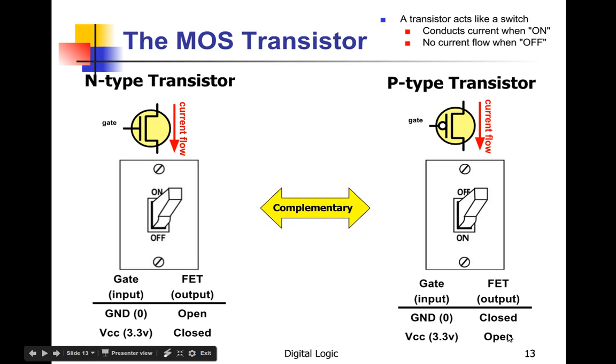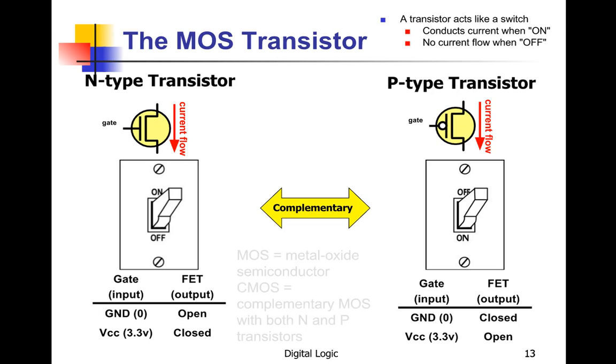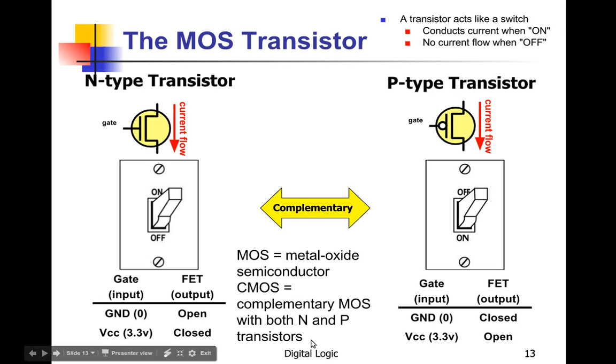So these are complementary devices. Notice one is kind of the mirror of the other. And these are called metal oxide semiconductor transistors, or actually when you use both of them together, they're complementary metal oxide semiconductor transistors, and that's what we usually do, use them together. So it's usually CMOS that is the type of technology you see used in computers.